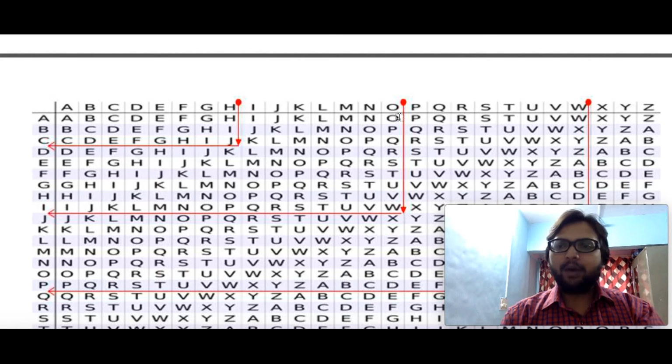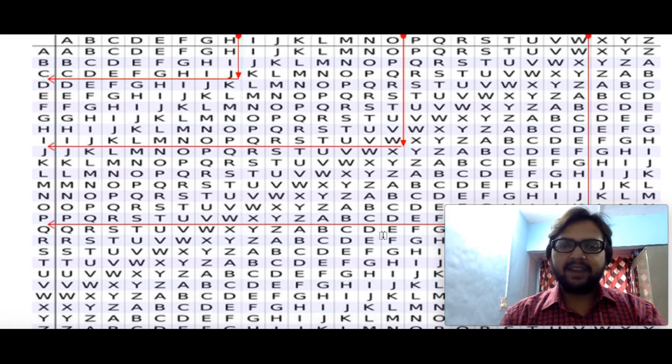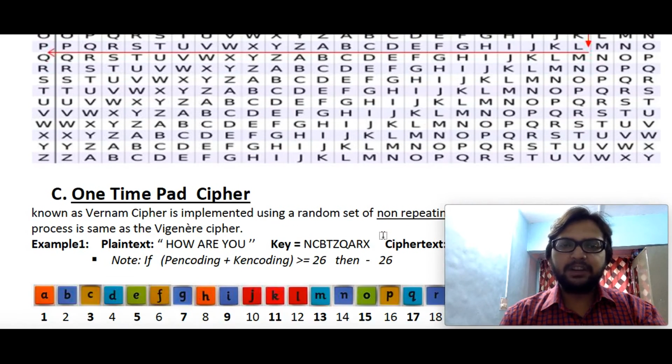Same way, how? H O. So at O we have ciphertext, that is I. So where O and I meet, we have an alphabet, that is W. So what we are going to do? We are going to replace O with W. Same way W, same thing goes on. I hope this particular point is clear.